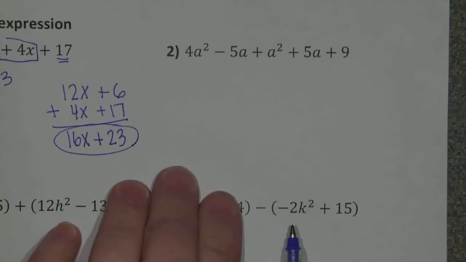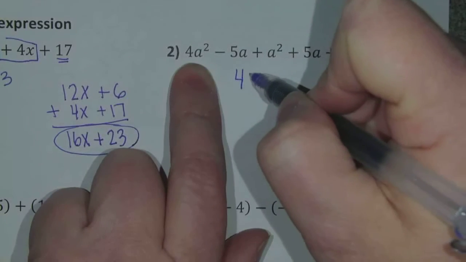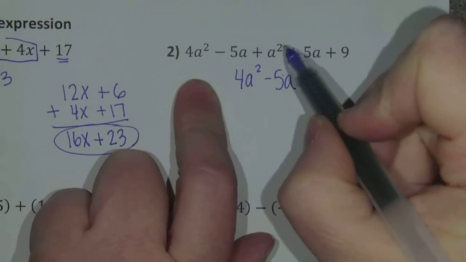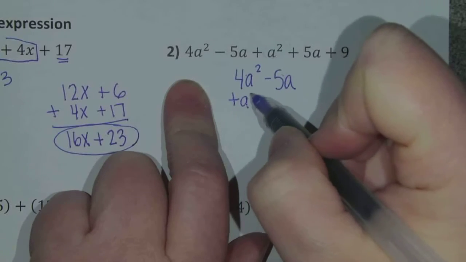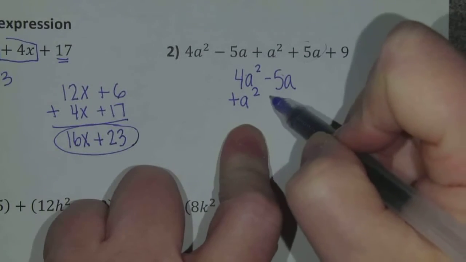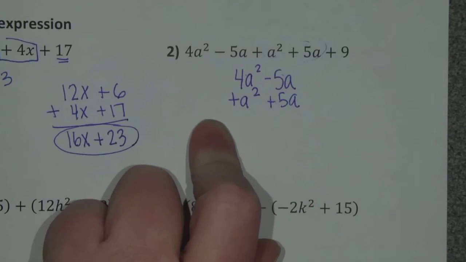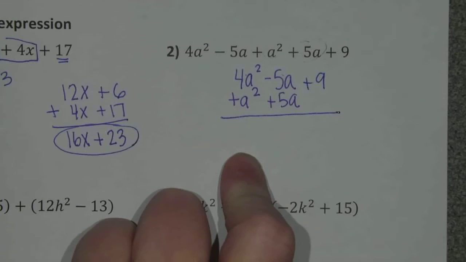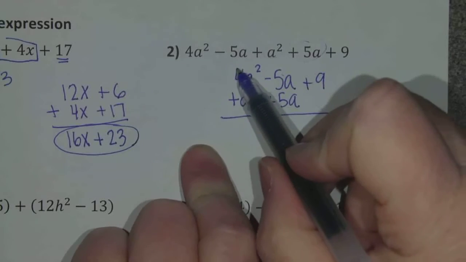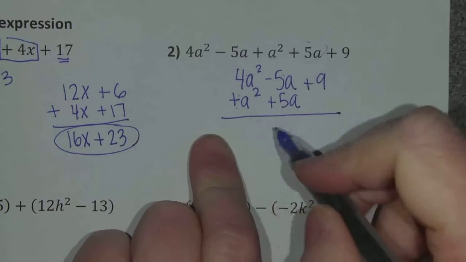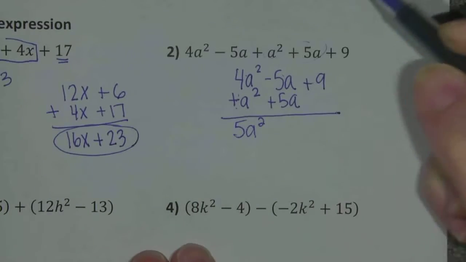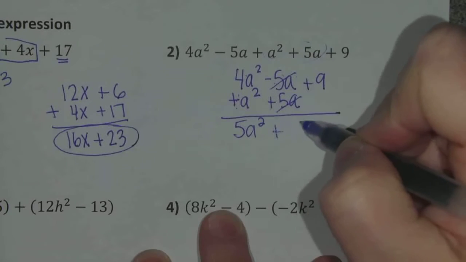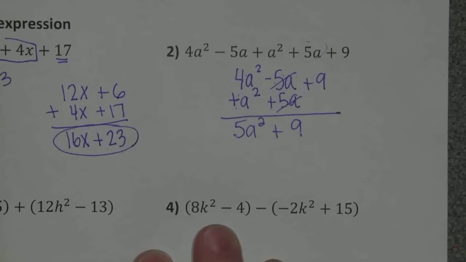Let's try another one right here. So I'm going to rewrite this so it stacks together. I have 4a squared minus 5a, because they're not like terms, I kept them separate. Now I have plus an a squared, so I'm going to write it underneath the other a squared. I have a plus 5a, so I'm going to write it underneath the other a term, and then plus 9. I stacked like terms together, and now I'm going to add them straight down. So 4a squared plus 1a squared is 5a squared. Negative 5a plus 5a cancel out to be 0a. And then I have a plus 9 back behind to be my solution.